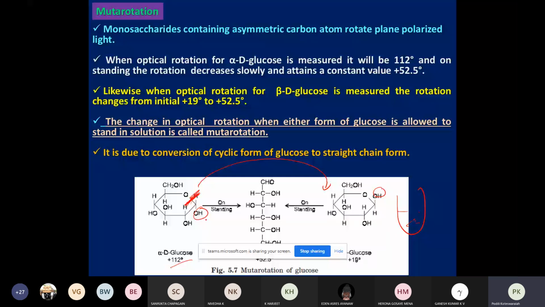So in order to push the OH up and H down, the ring has to open and the ring has to close in a different orientation. So this interconversion of one anomer to another anomer is known as mutarotation.